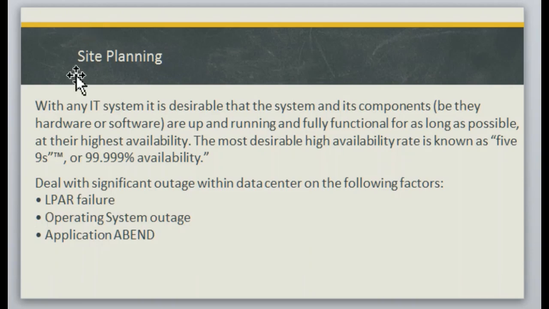So, site planning. With any IT system, it is desirable that the system and its components, be they hardware or software, be up and running, fully functional for as long as possible, to their highest availability. The most desirable high availability rate is known as the five nines, or 99.999% available. This will help you deal with a significant outage in the data center on the following factors: LPAR failure, operating system outage, and application event.